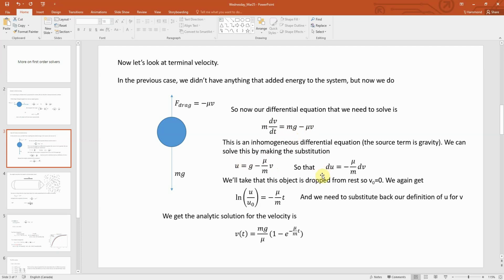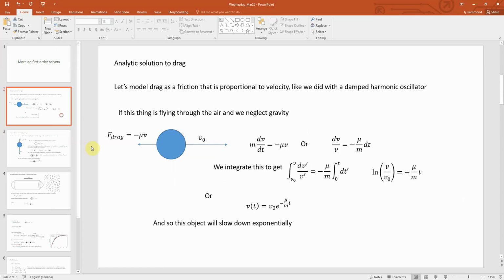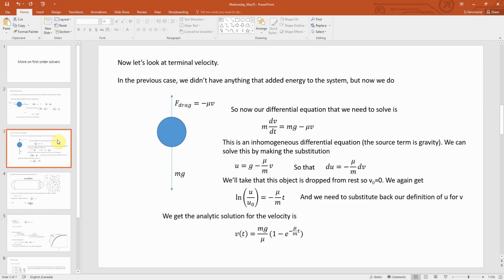We take the derivative of u, and that gives us negative mu over m times dv. But we had dv and we had v. So what you need to do is now substitute what v is in terms of u and what dv is in terms of du, and you put that back together, and what you get is an integral that looks exactly the same as this, but instead of it being dv over v, this is du over u, and you're integrating from u naught to u.